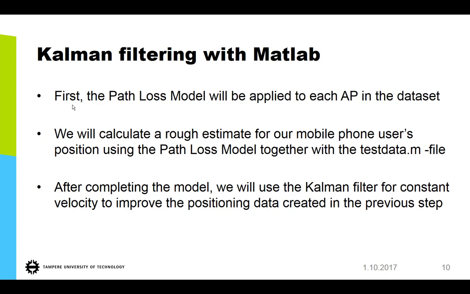Then we will calculate a rough estimate for our mobile phone user's position using the path loss model together with the test data file. After completing the model, we will use the Kalman filter for constant velocity to improve the positioning data created in the previous step. Let's now move to MATLAB and use the Kalman filter in practice.